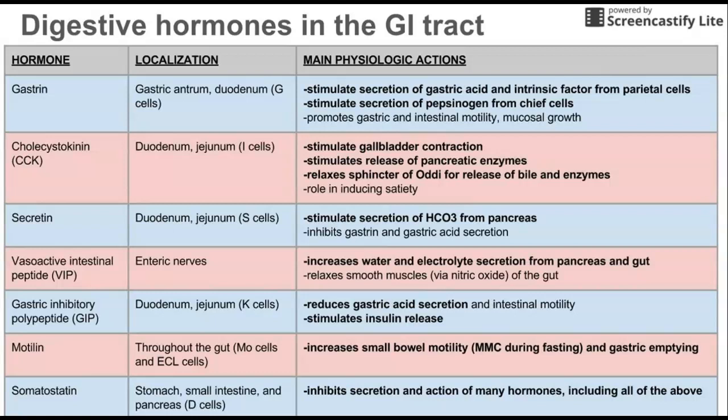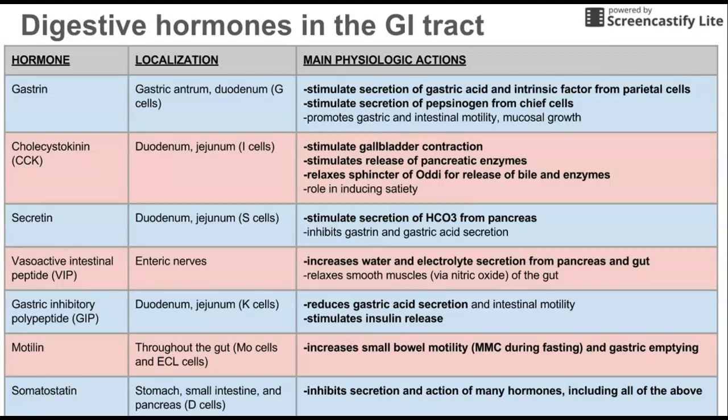Gastrin's job is to promote gastric and intestinal motility, so moving things through the GI tract, and also mucosal growth. It will help stimulate that mucosal lining, that mucosal membrane, in order to produce mucus.